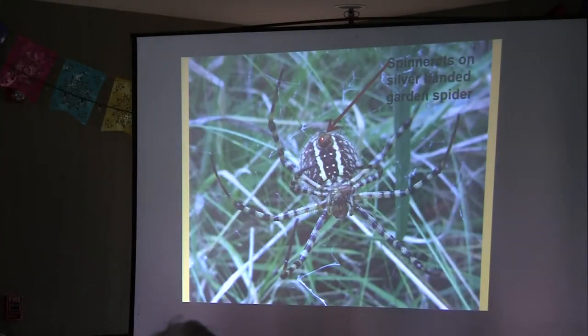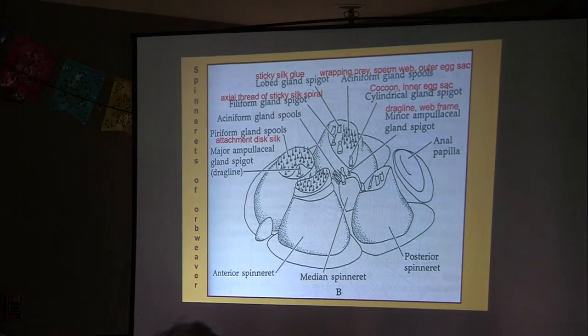So here are the spinnerets. This is the underside of a silver-banded garden spider that was in my yard. The spider's large enough so that you can see the spinnerets. A lot of the garden spiders are. And if you look at what that actually looked like, here it is. Remember that picture we saw on the first slide? That was just those. And then there's all these other spinnerets. So all those individual things, they're all spinnerets.